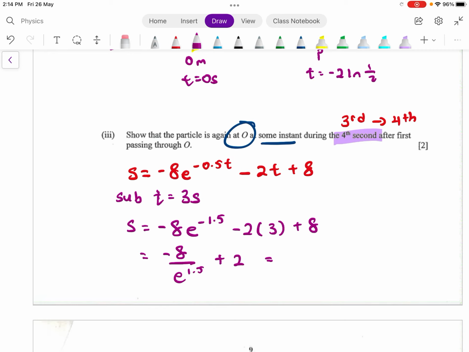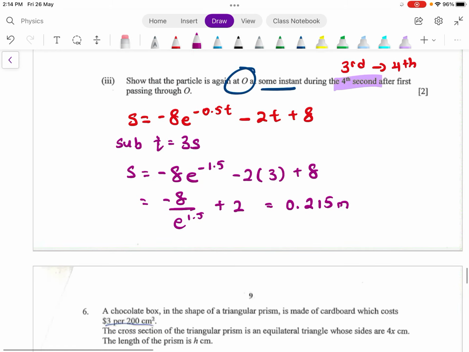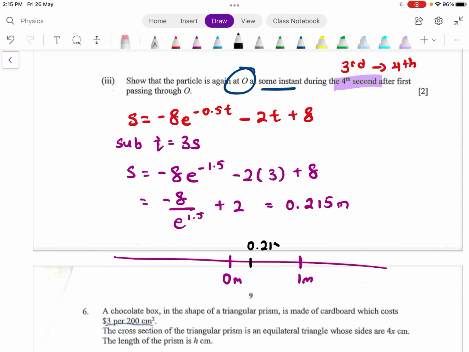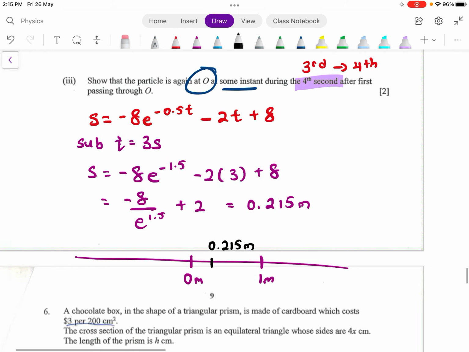At time equal to 3 seconds, you are roughly at 0.215 meter. This 0.215 is not the distance you traveled. It's like GPS, so you are at the 0 meter mark. This is 1 meter. At 3 seconds, you will be roughly here, 0.215 meter. Now let's determine where you are at the 4th second.